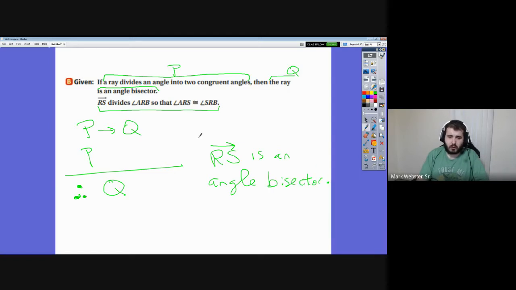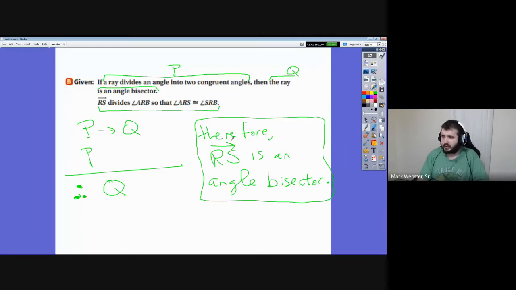Or therefore. So as far as I'm concerned, your final answer can look like this, or you can dispense with the word therefore. As long as what you're telling me is that ray RS is an angle bisector because of what we set up here somehow, you know you're okay.